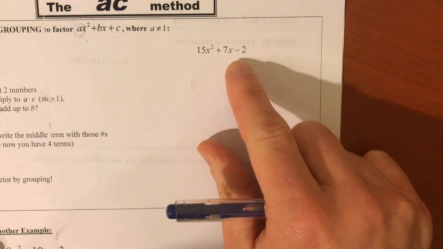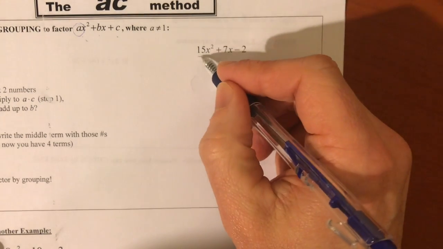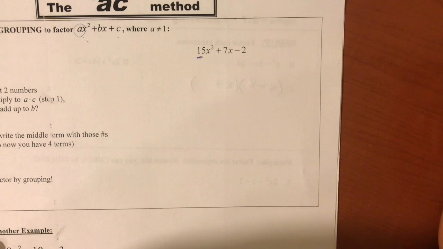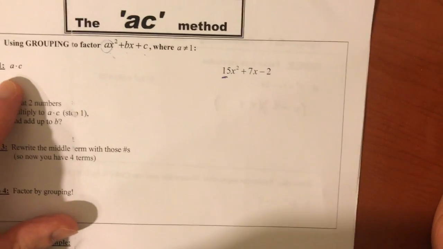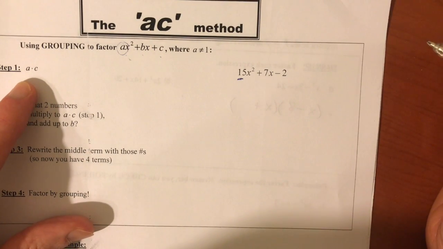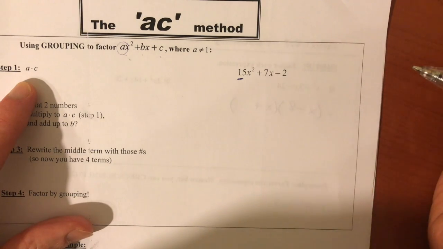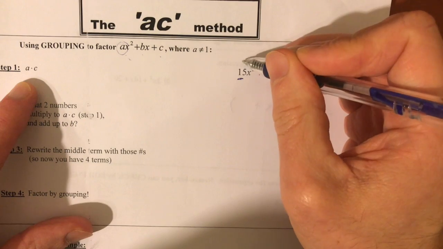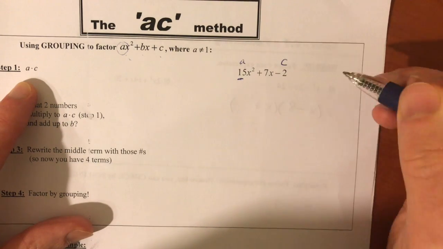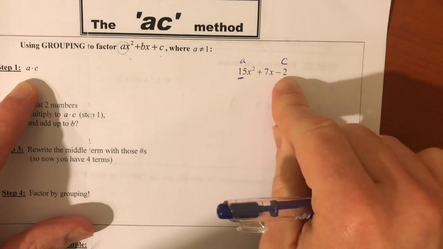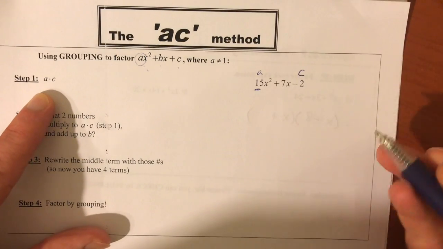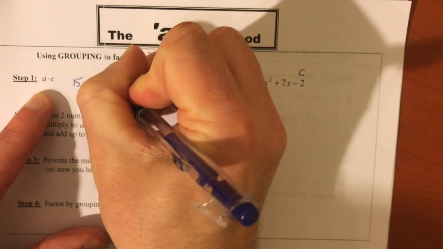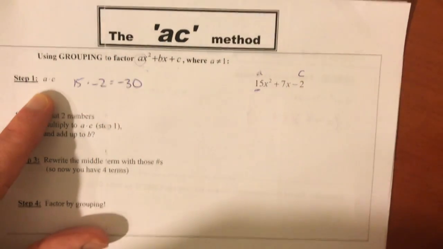15x squared plus 7x minus 2. I can't factor that 15 out. So this is not just a simple unfoil. So step one, this is the AC method that we used on the front if you don't want to go through all the guessing and checking. The AC method is used when I have an A value there. That's A, that's C. First step, AC, means multiply those two things together. So 15 times negative 2 is negative 30.